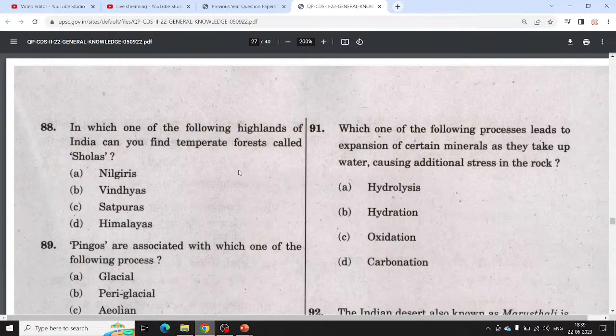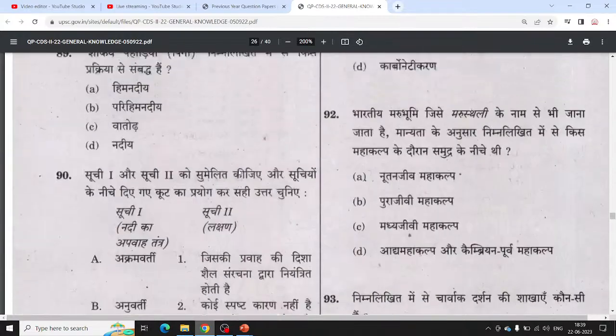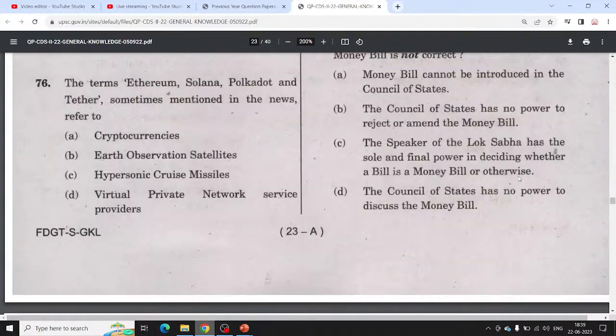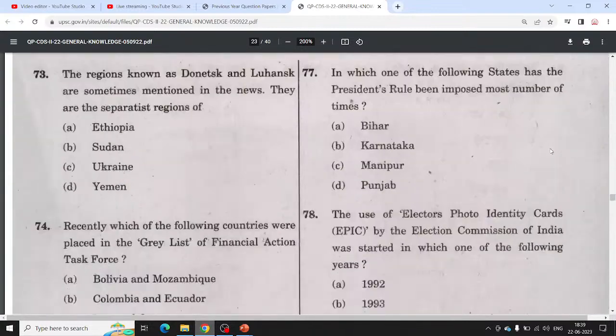Question number 91. Hydrolysis, hydration, carbonation. This is geography, not chemistry. Okay, did everyone understand? So, light chapter, did you all understand? Okay, revise, switch on the lights, revise it. Now I'll ask you questions. Start doing it.